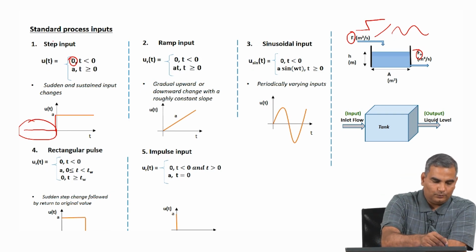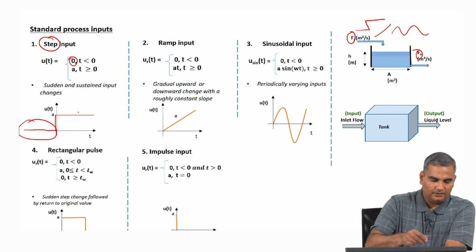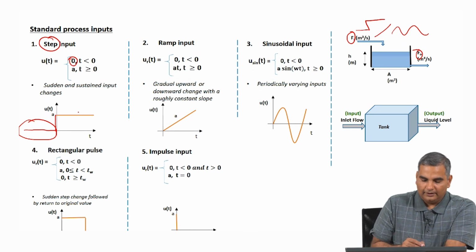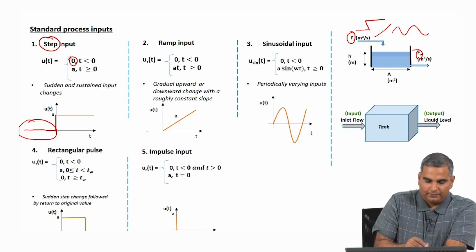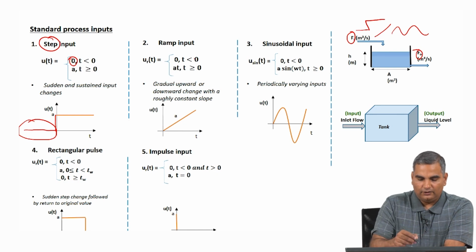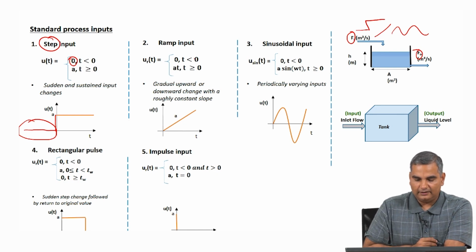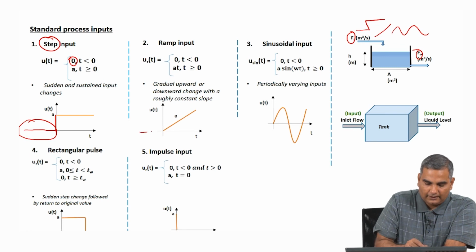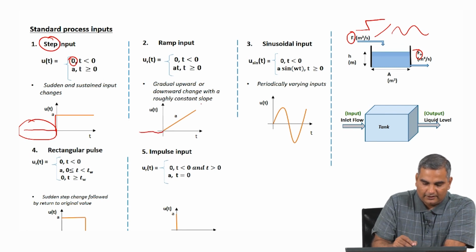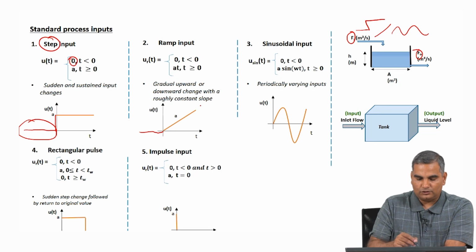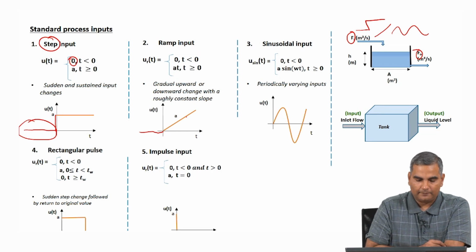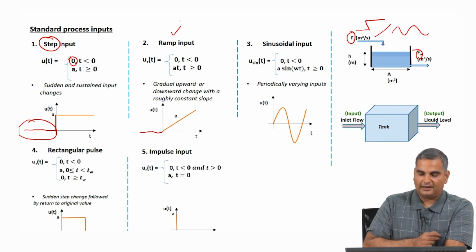So, just as the name suggests, step is stepping up the input. Now, ramp has this form: it is 0 for t less than 0 and u is a t for t greater than or equal to 0. So, I have something like this straight and then it ramps up from here, and the slope is given by a. This is a ramp input, another standard input.